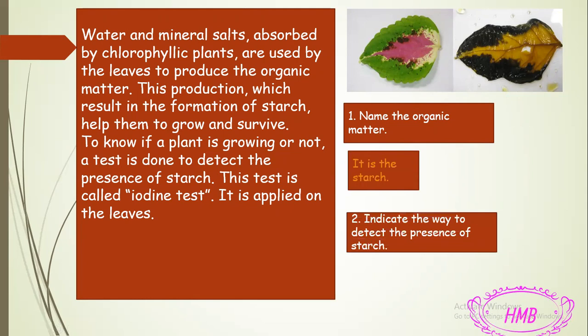Number 2, indicate the way to detect the presence of starch. Of course, all of these questions are picked out from the paragraph. So what is the way to detect the presence of the starch? It's written here: to know if the plant is growing or not, a test is done. So this is the way. Now we have to search for the name of this test. So this test is called iodine test. So the answer will be a test called iodine test.